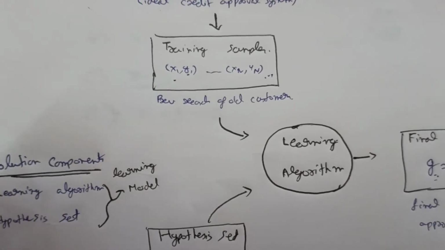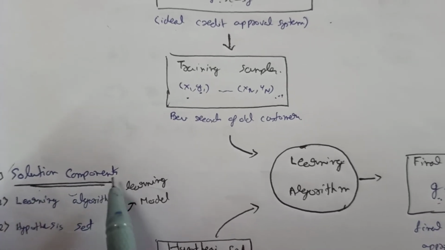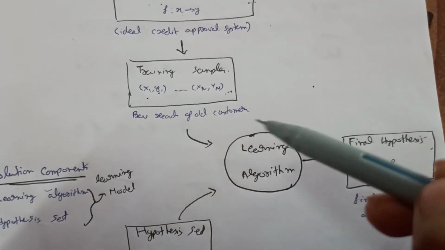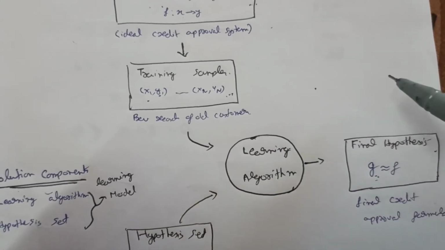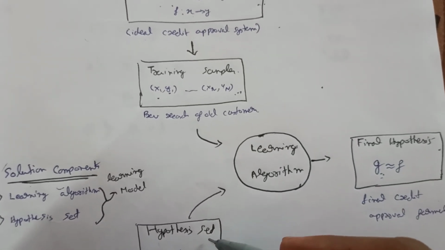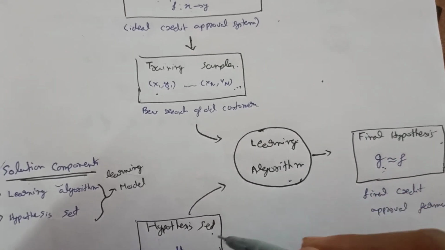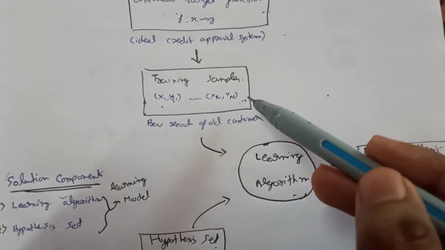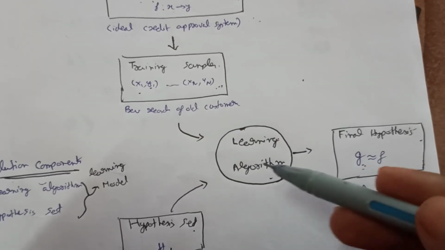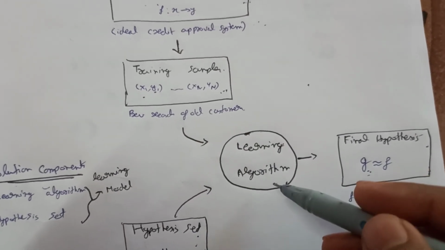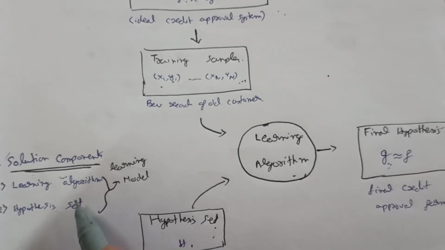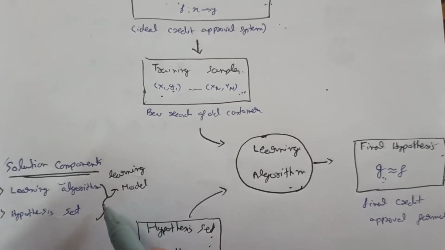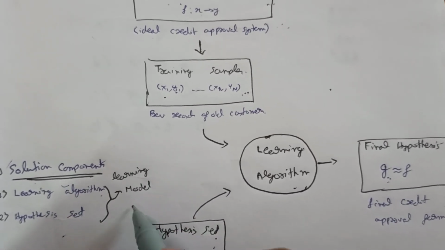Okay, so now let's see something else, that is solution components. Among these 5 things, there are only 2 parts where we as programmers can contribute. These are this hypothesis set and this learning algorithm. We can only contribute to these 2 sets. This training sample will be given to us by our employer or the company, whatever else. But where we can contribute is this hypothesis set and learning algorithm. Okay, so these 2 areas together form a learning model. For every learning model there is a learning algorithm and a hypothesis set we are going to work with.